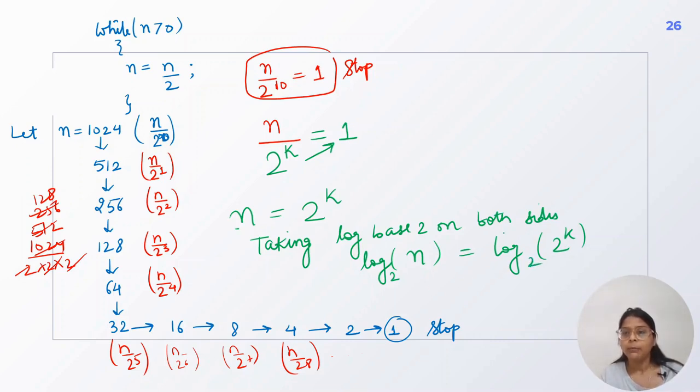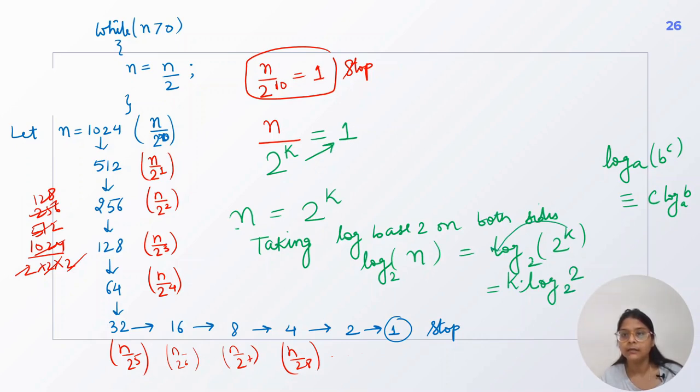Now what does the log property say? The log property says that if you have log b to the power c, it will be equivalent to c times log b. So it will become k times log 2 base 2. This will come to this side, and this will go this side, so it is log n base 2.